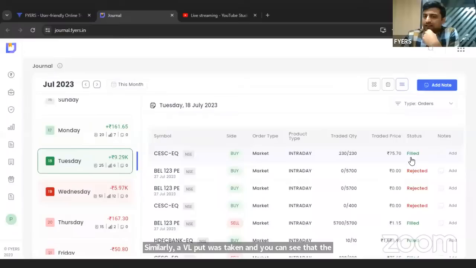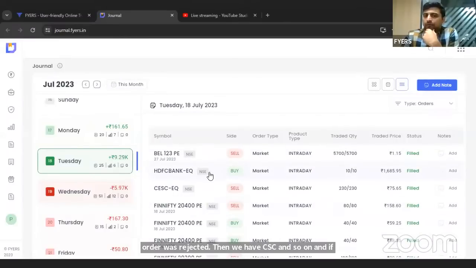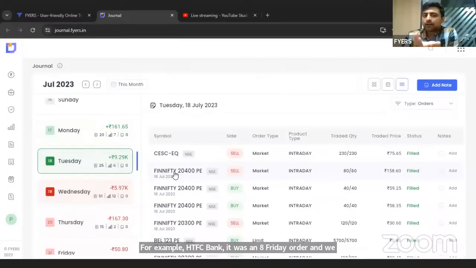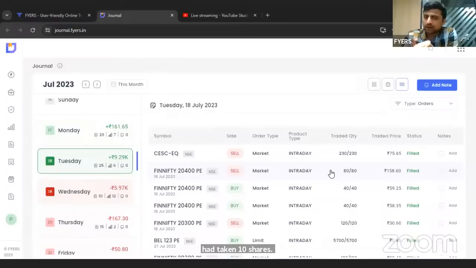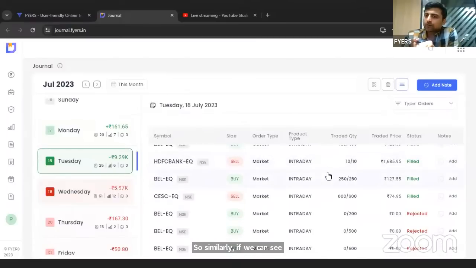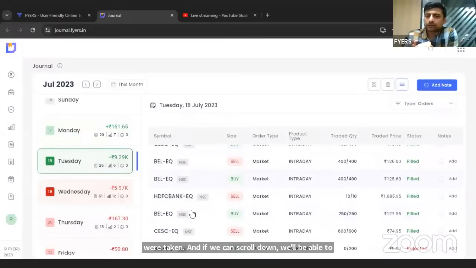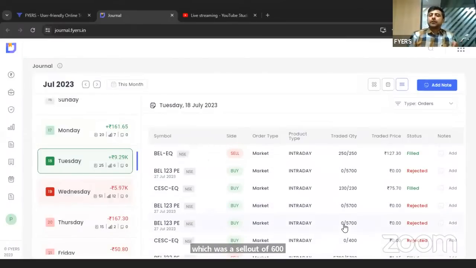Then we have CSC and so on. And if we scroll down even further, we can see all the other trades that were taken. For example, HDFC Bank, it was an intraday order and we had taken 10 shares. So similarly, here we can see FinNifty put options were taken. And if we scroll down, we'll be able to see a lot of other orders. For example, CSC is another order that you can see here, which was a sell order of 600 shares. So we will be able to see all the trades that we have taken.